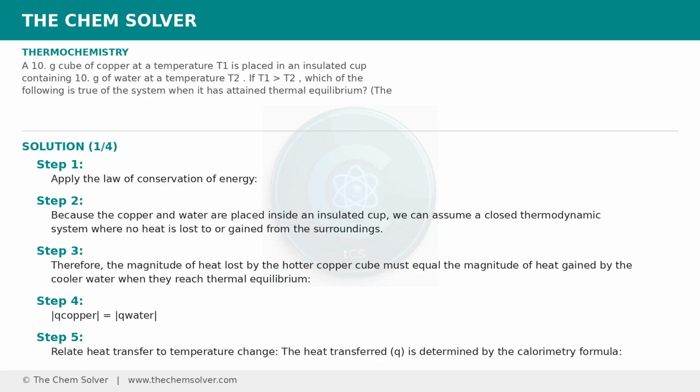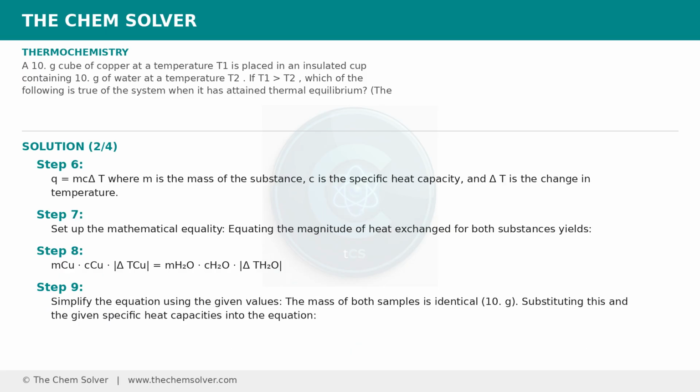Relate heat transfer to temperature change. The heat transferred, Q, is determined by the calorimetry formula. Q equals mcΔT, where m is the mass of the substance, c is the specific heat capacity, and ΔT is the change in temperature.